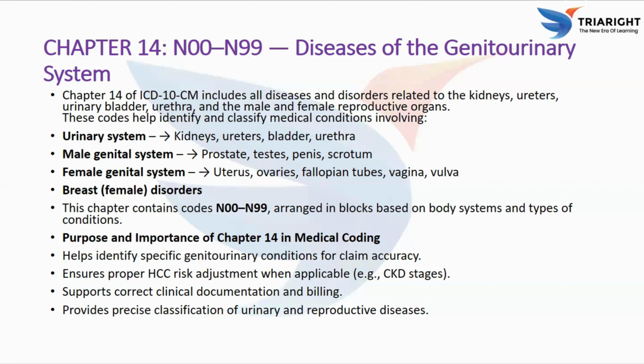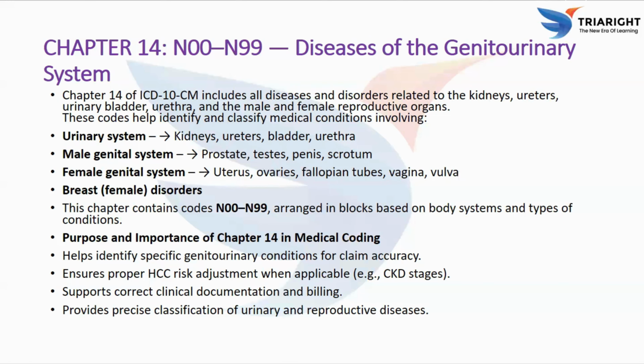So the next system is the male genital system. The structures involved in reproduction in males are the prostate, testes, penis, and scrotum. What are examples of common conditions? BPH, prostatitis, testicular cancer, erectile dysfunction, and hydrocele. The next system involved in chapter 14 is the female genital system. The reproductive organs in females are the uterus, ovaries, fallopian tubes, vagina, and vulva. Examples of common conditions: ovarian cysts, uterine fibroids, endometriosis, pelvic inflammatory disease, and menstrual disorders.